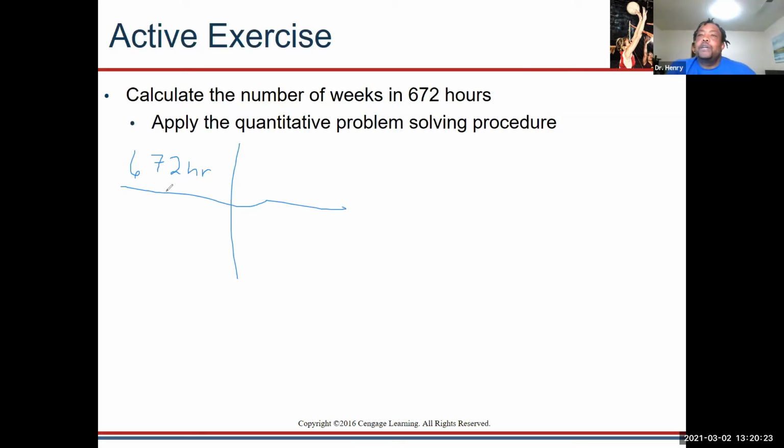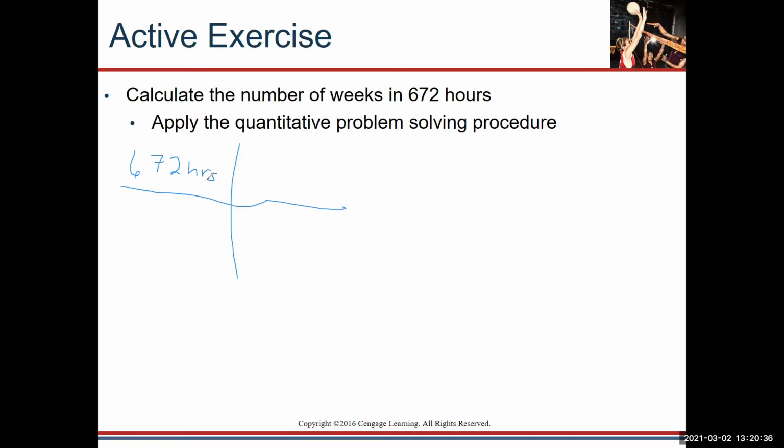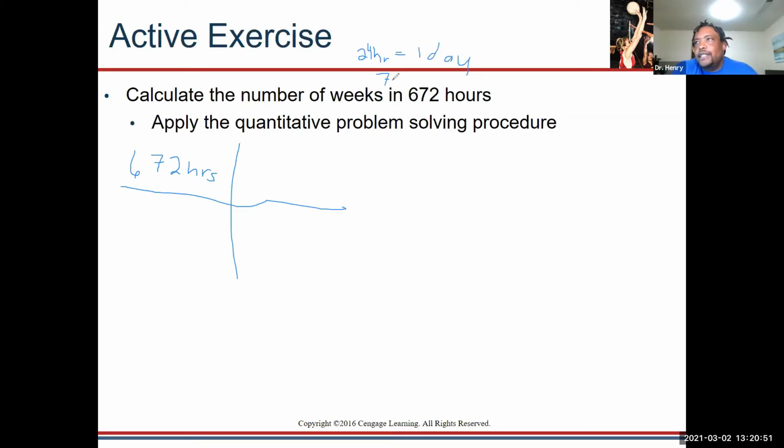Okay, so we have 672 hours. How can I change hours into weeks? I want to calculate the number of weeks. So what are my conversion factors? There are 24 hours in a day, and 7 days in a week.